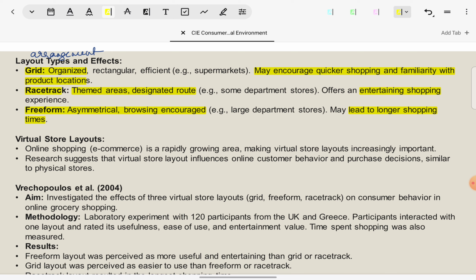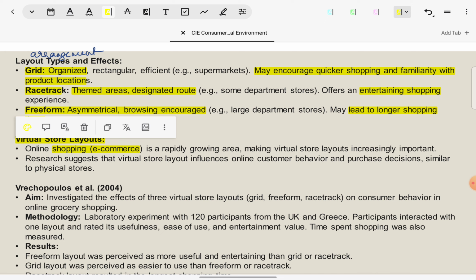Now these are physical store layouts, means stores which we actually visit. These have these type of layouts, but when a study was done in 2004 by Vrechopoulos et al., at that time online stores had started coming in, and these researchers wanted to see in virtual stores, meaning online stores, e-commerce type like Amazon, how these layouts can be adapted. These same grid, racetrack and freeform layouts which are found in physical stores, how they can be adapted to virtual or online stores. A very good explanation of this is in Russell et al.